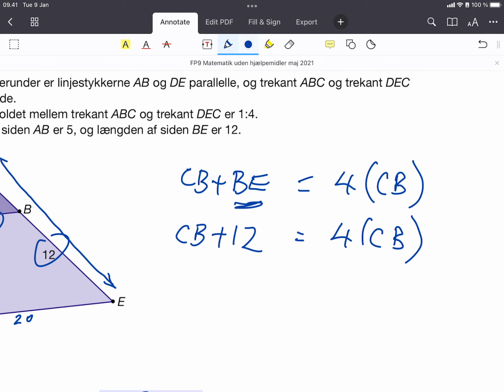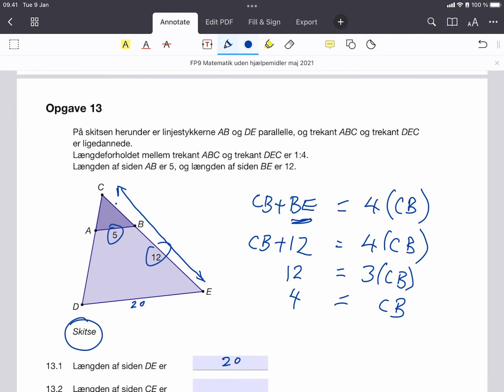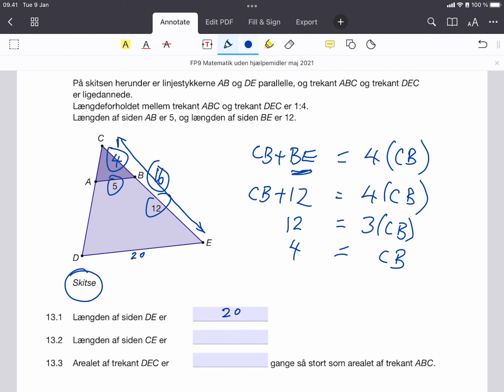Yeah, so if I take one of the CBs away from both sides, I get 12 on its own is equal to 3 CBs. And if I divide everything by 3, I get 4 is equal to CB on its own. So that tells me that 4 is equal to CB. And then the whole thing is 4 plus 12, which is 16. So the whole thing is 16. And it all checks out that 16 is 4 times as big as the 4, which we would expect it to be. So the question was the length of the side CE, which is the 16.